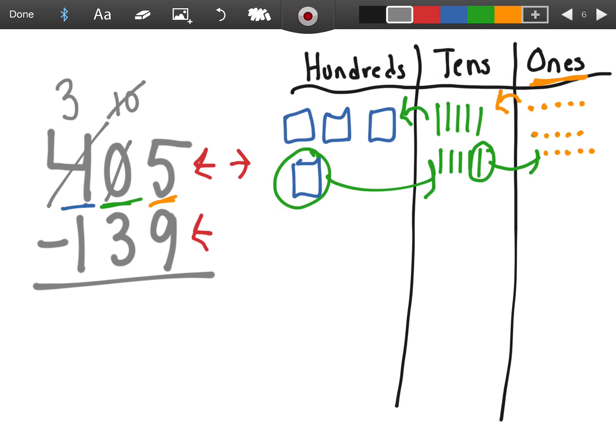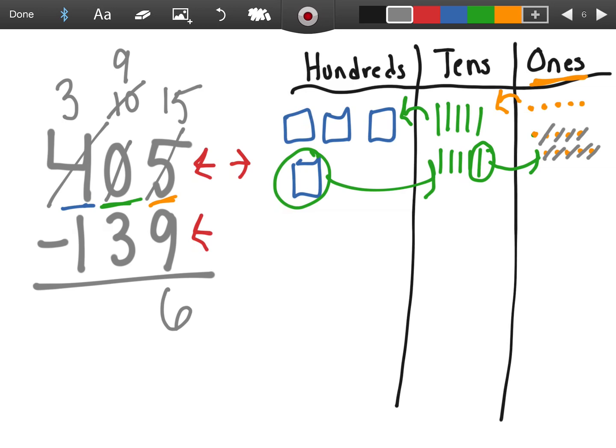We called up the 10 and borrowed 10, so that becomes a 9. This becomes a 15, and then we can do our subtraction. So we have 15 minus 9. We're going to cross out 9. 1, 2, 3, 4, 5, 6, 7, 8, 9. That leaves us with 6.